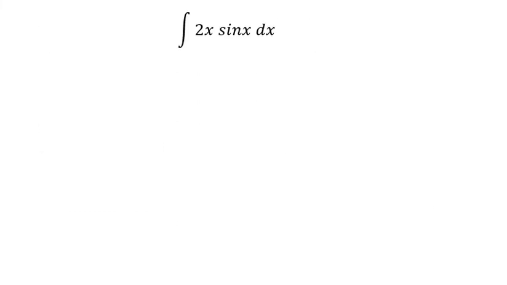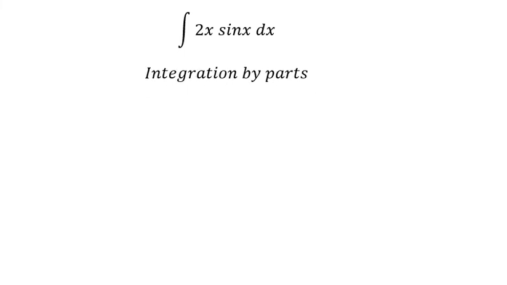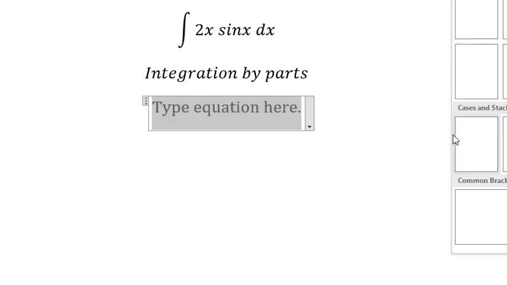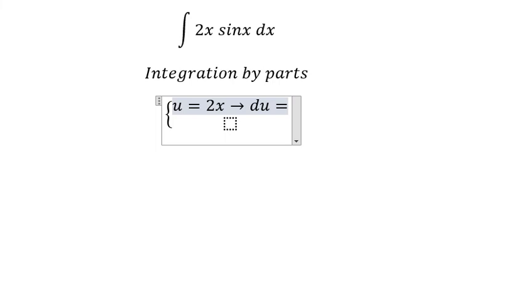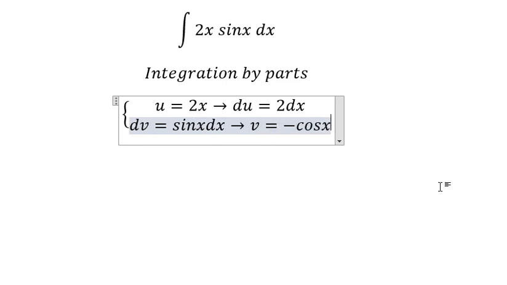Question number 2, we need to use integration by parts. So I need to put u equals to 2x. Later we do the first derivative for both sides, and we have du equals 2 ds. dv, we have sine s ds. The integration of this one, we have v equals to negative cosine s.